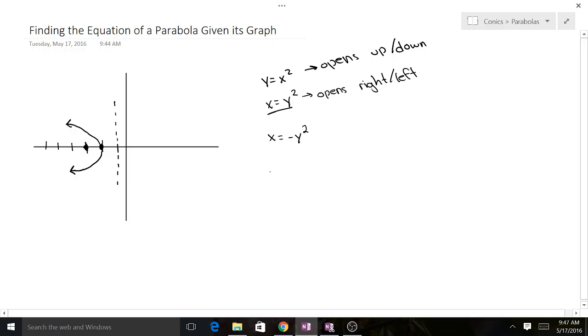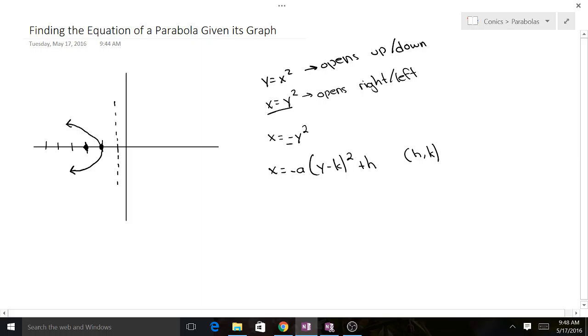We can say, well, the drawn out form that we're going to have to do here is x equals, well, we're going to have negative a because that's a negative in front of the y. Then we're going to have y minus k squared plus h. And as you know, our vertex is at (h, k).